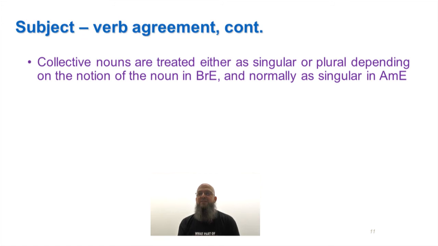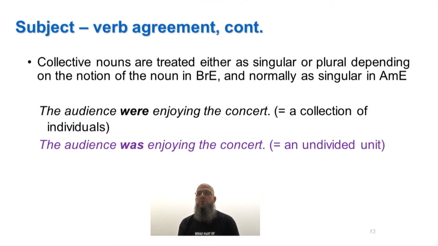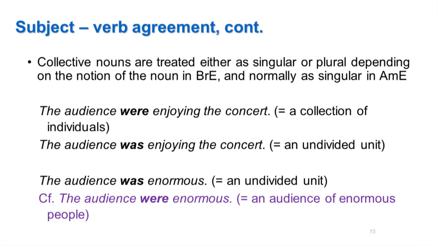When it comes to collective nouns, they are treated either as singular or plural, depending on the notion of the noun in British English, and normally as singular in American English. The audience were refers to the audience as a collection of individuals, whereas the audience was views it as an undivided unit. In many cases, the distinction may appear subtle, but consider the following example, erroneously turned into plural.